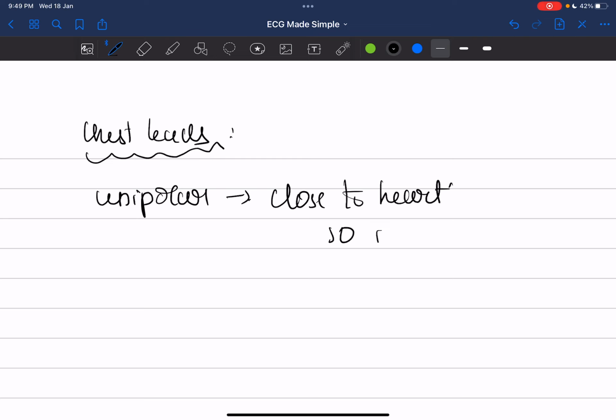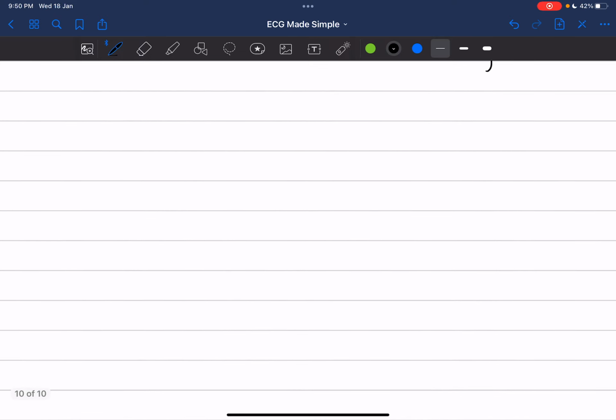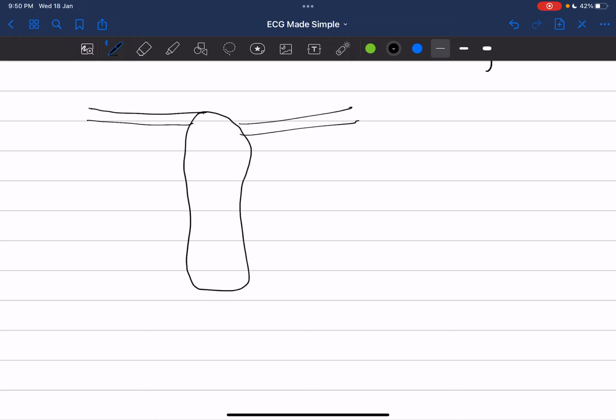So no augmentation is required. So this is the concept. Now we have to know the location. This is very important. You will only know the locations when you start connecting the leads. Don't let the staff nurse or the ECG technicians take the ECG. You go there and start attaching.